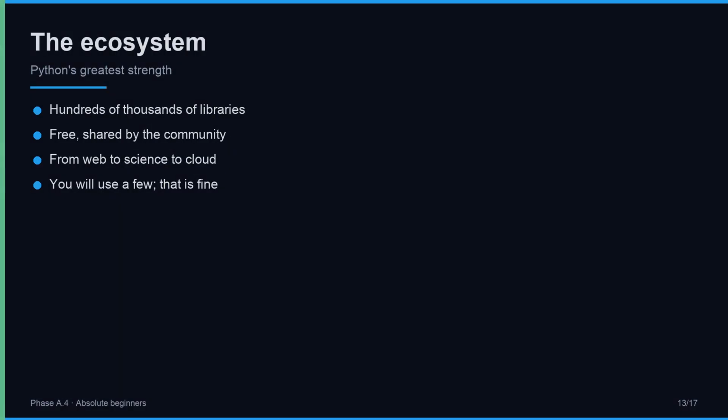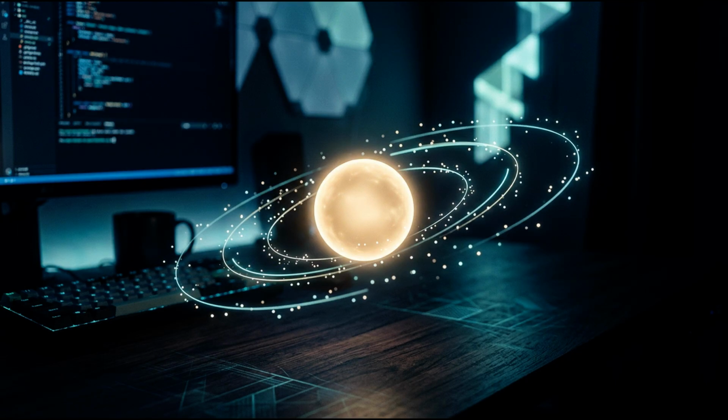The Python ecosystem is one of the language's greatest strengths. There are hundreds of thousands of free libraries on PyPI, shared by the community. Whatever problem you have, web, science, data, cloud, games, images, someone probably wrote a library for it. You will not use all of them. You will use a handful that fit your work. That is normal and healthy. The ecosystem is there when you need it. Next we meet objects, values that can do things. Still gentle, still one idea at a time.